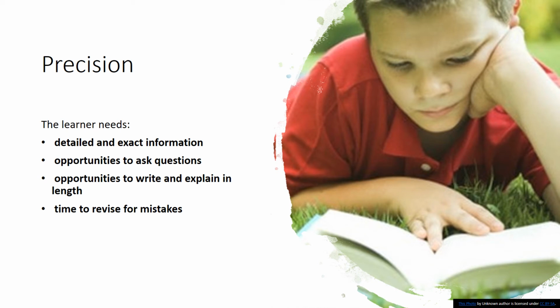Another learning pattern is precision. Precision is associated with reading and writing. If I have a use first precision, therefore a score between 25 and 35, most probably I need detailed and exact information when working on a task. I need opportunities to ask questions, to know more about the topic. I need opportunities to write and explain in length, and time to revise for mistakes.